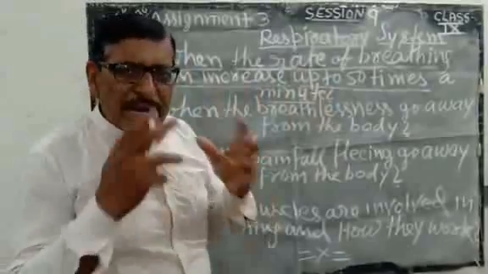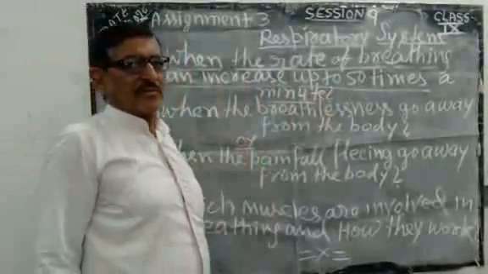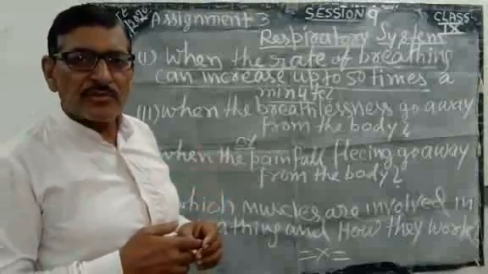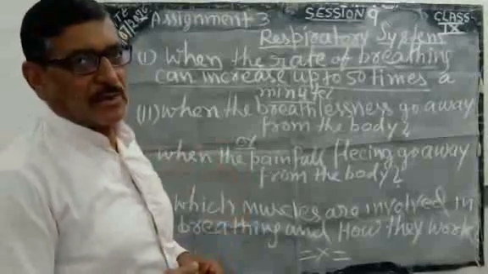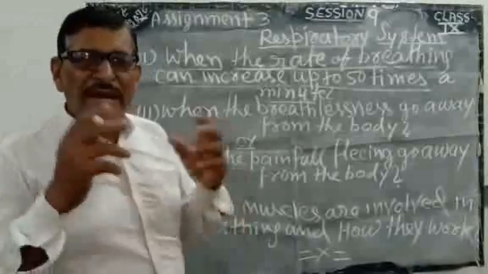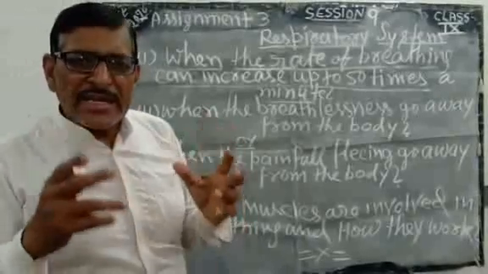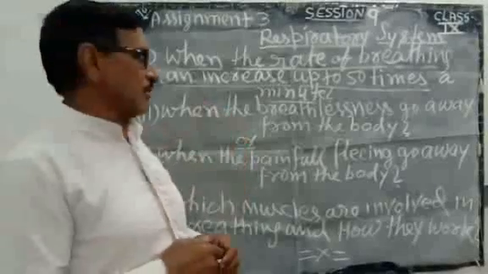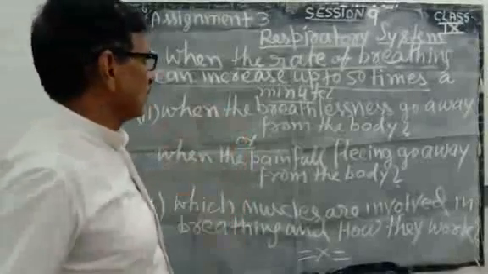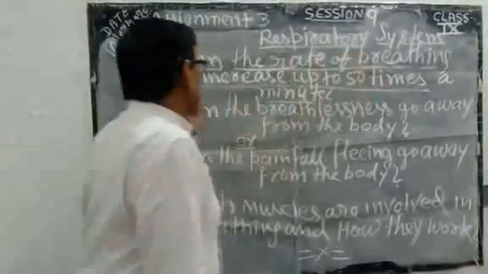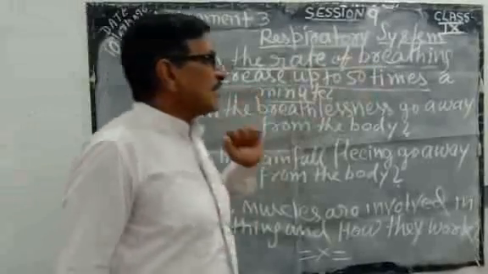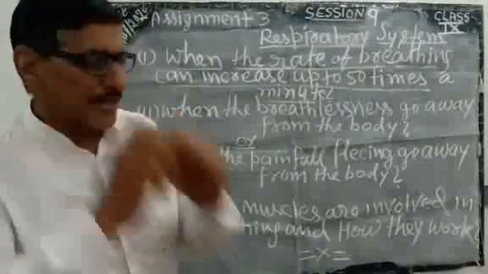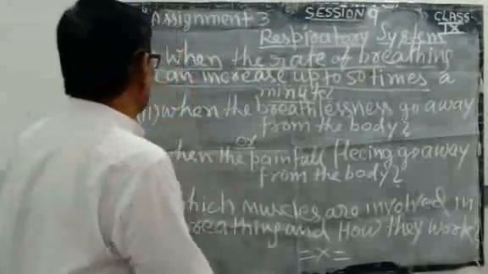The normal rate of breathing is 15 to 20 times per minute. But whenever the body is engaged in physical activities, at that time the rate of breathing can increase up to 50 times a minute.